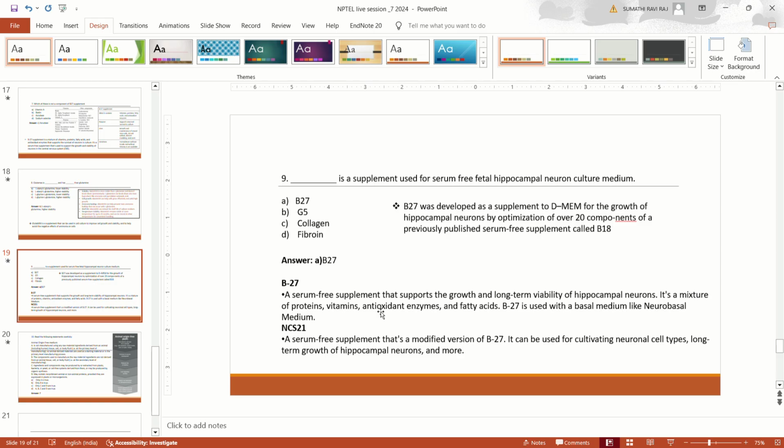It is a mixture of proteins, vitamins, antioxidant enzymes and fatty acids. B27 is used with a basal medium like neurobasal medium. NS21 is also a serum-free medium supplement that is a modified version of B27. So B27 is a better modified version of B18, and NS21 is a modified version of B27. It can be used for cultivating neuronal cell types, long-term growth of hippocampal neurons, and more.